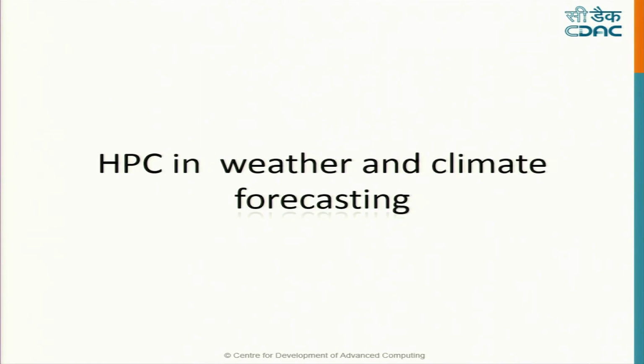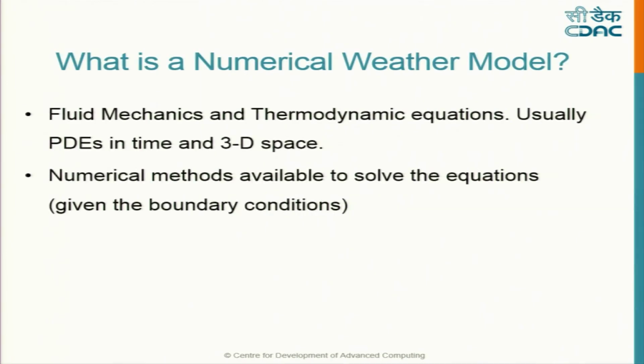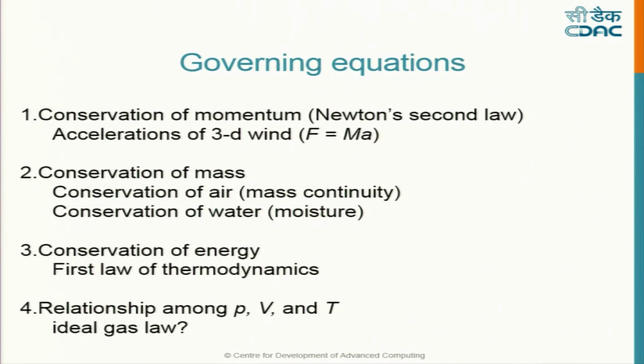Another example is climate and weather forecasting. In this case, we basically use two things, fluid mechanics and thermodynamic equations. And these partial differential equations are to be solved in a 3D space, and for given boundary conditions, you solve them. So what are these governing equations that we have? First one is conservation of momentum, which is applied to winds. So treat everything from the core of the earth to the ionosphere as one 3D space. And then there are winds.